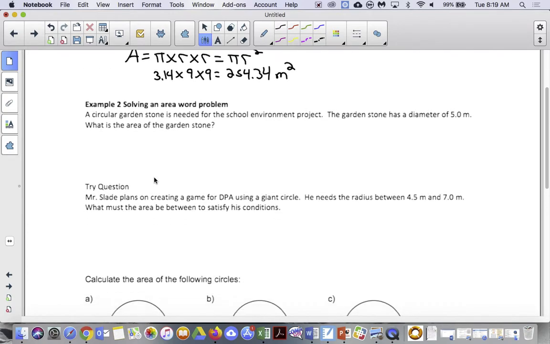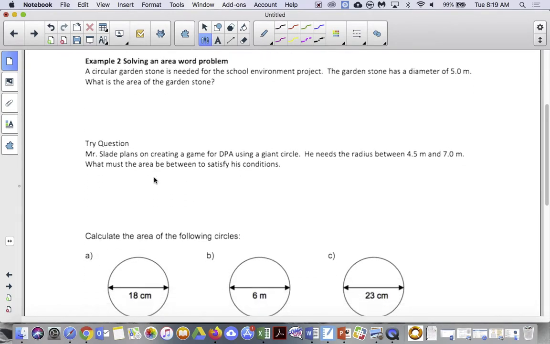Next question is just a word problem. So we have a circular garden stone. Now, whenever it's a word problem, I always recommend drawing the circle. So we have a circular garden stone with a diameter of 5.0 meters. And it wants to know the area of this garden stone.